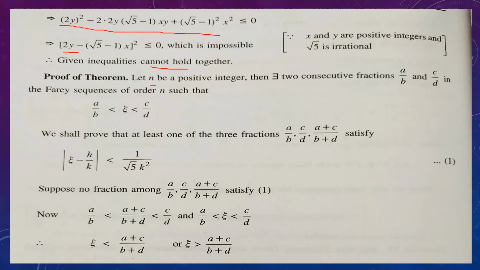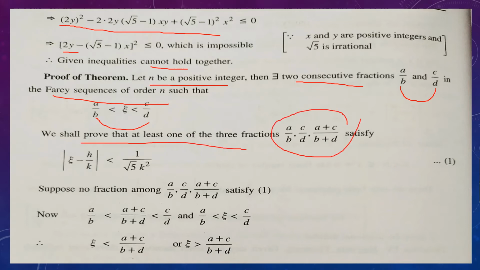Now the proof. Let n be a positive integer. There exist two consecutive fractions a upon b and c upon d in a Farey sequence, and xi is an irrational number lying between these two rational numbers. Now we shall prove that at least one of these fractions satisfies this equation. We have to show that for any irrational number xi, there exist infinitely many rational numbers that satisfy this equation. This is the Hurwitz theorem. So here we will show that one of these fractions will satisfy this equation.